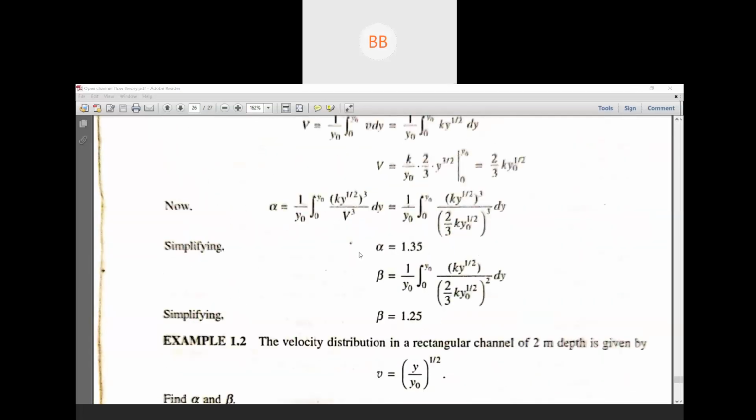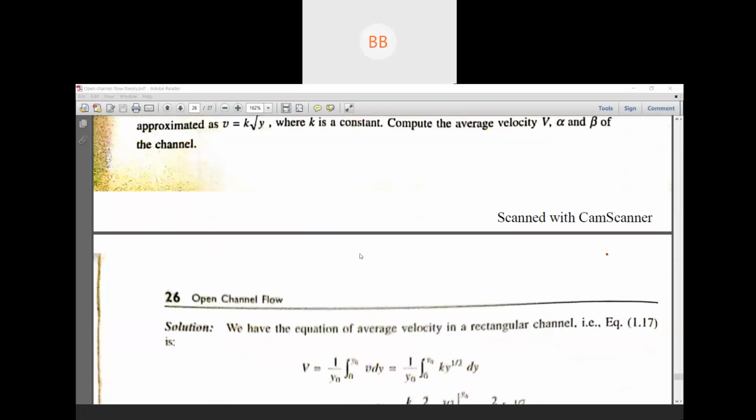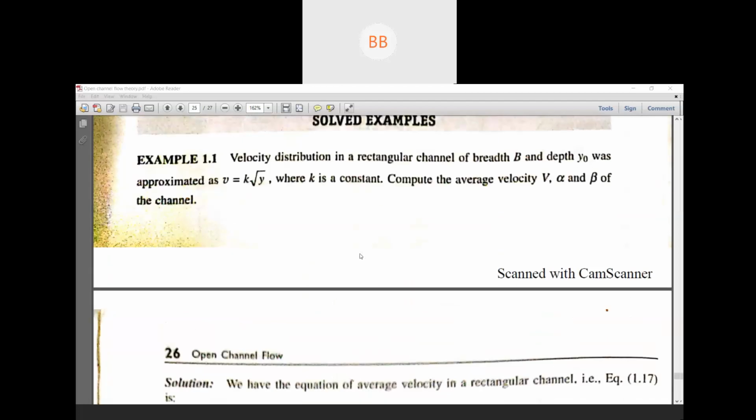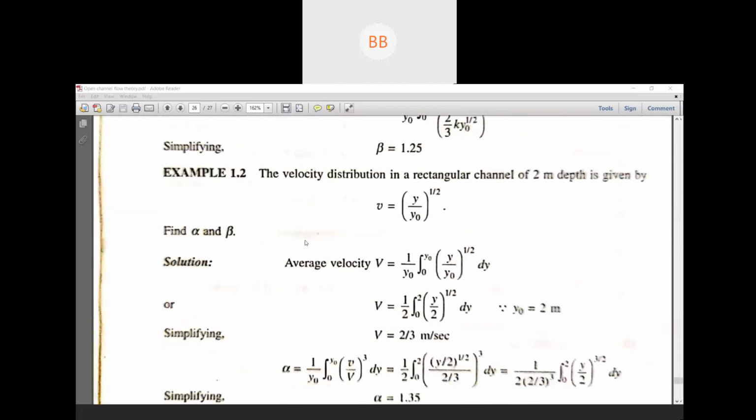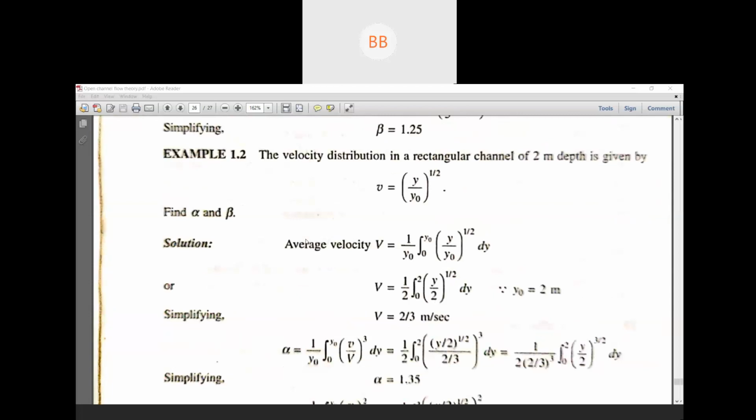So in the last class we solved a numerical related to your energy coefficient, momentum coefficient, and average velocity. We are going to solve a few more problems related to the energy coefficient, momentum coefficient, and average velocity.